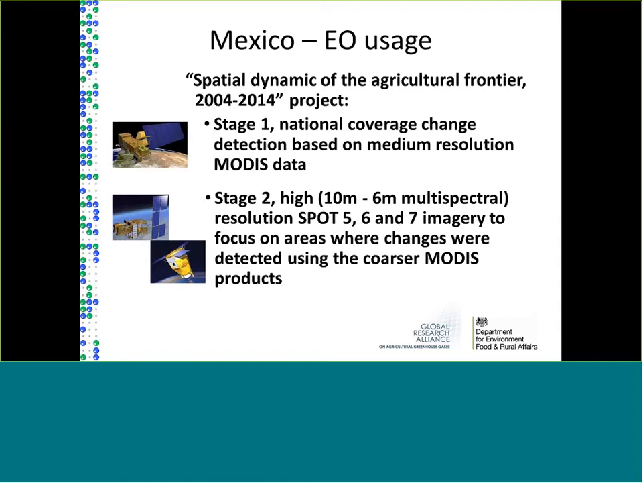So we're familiar with SPOT 5 from the New Zealand example, but the SPOT 6 and 7 satellites, which are visible in near infrared, can push the multispectral spatial resolution down to 6 meters. So that allows us to focus on areas of change where these are too coarse to have been detected or resolved in detail by the MODIS products which we used in the first stage.